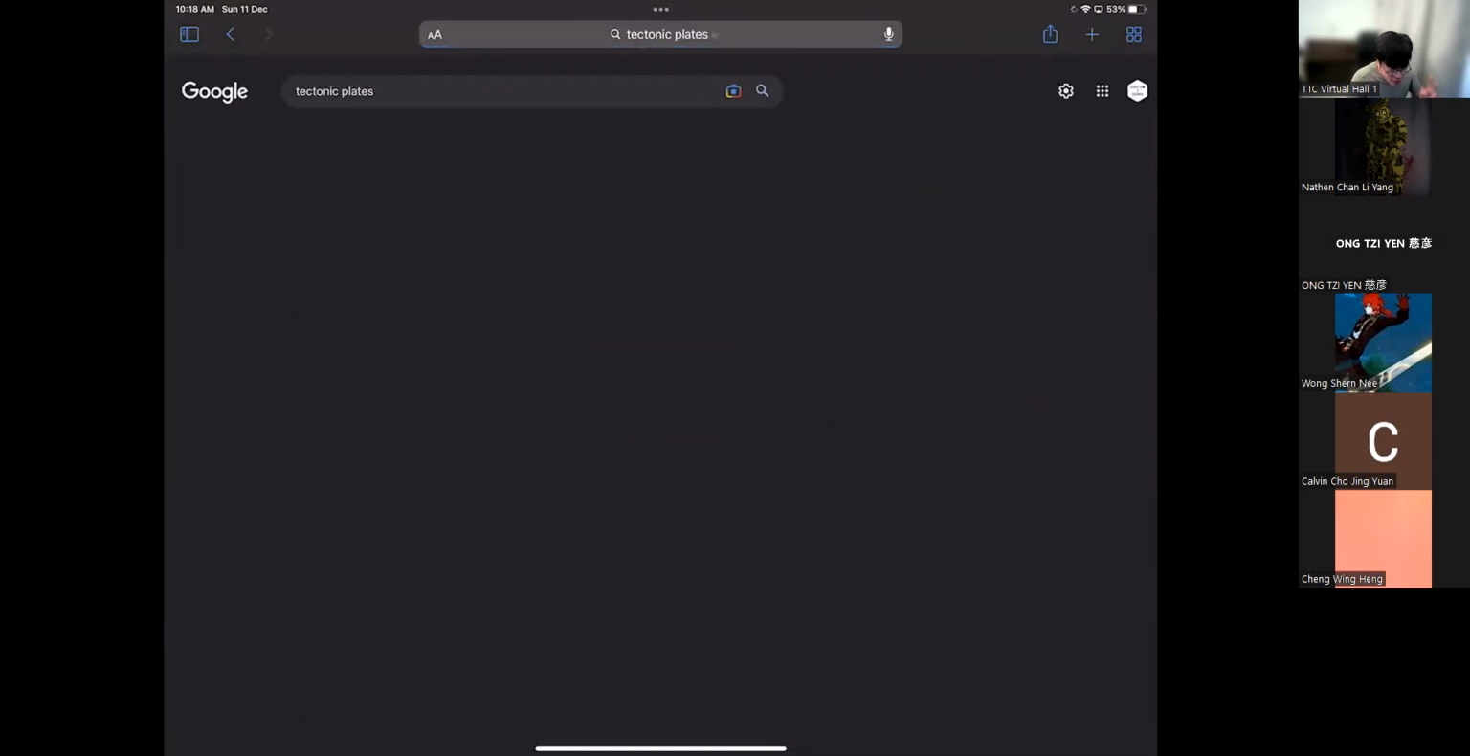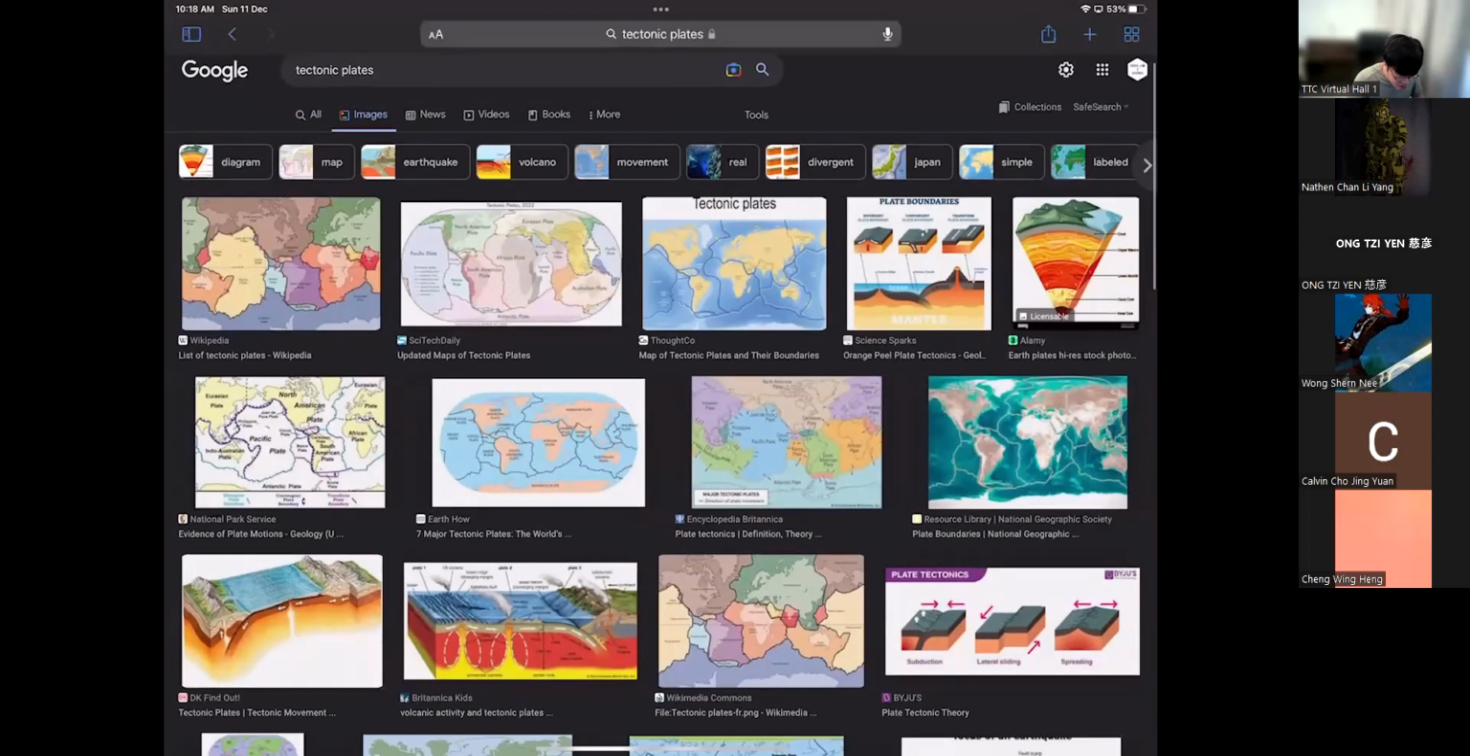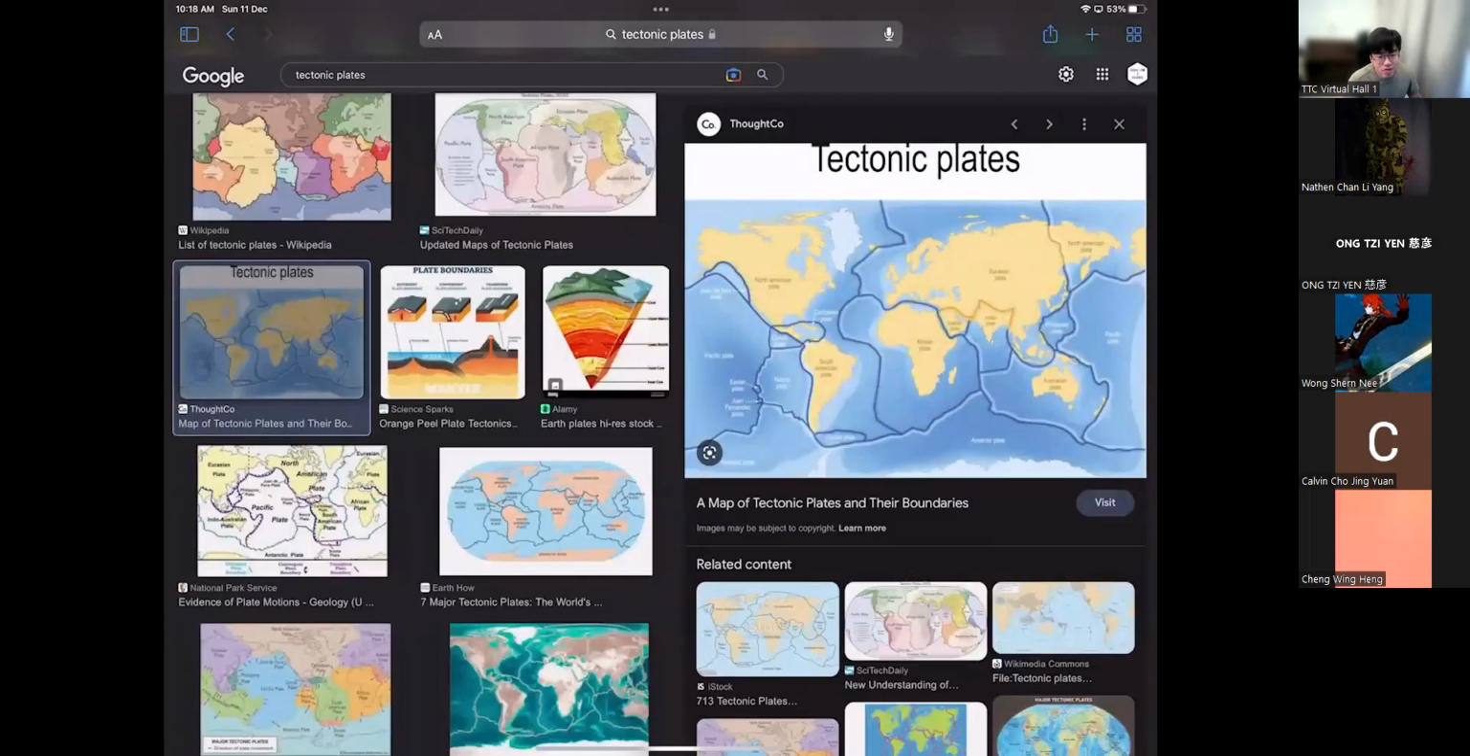Okay, we have 20 plates on this earth, as you can see here. We have the Eurasian plate, the African plate, North American plate, South American plate. We have all these plates here.